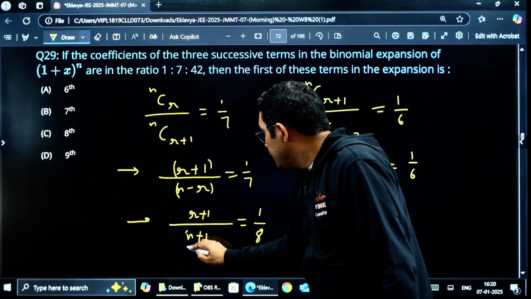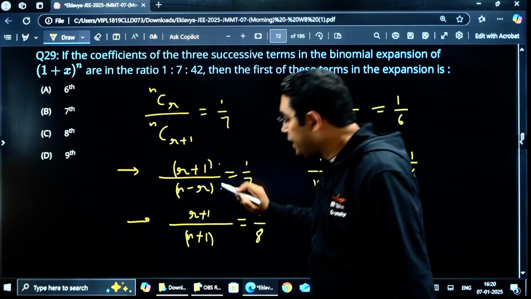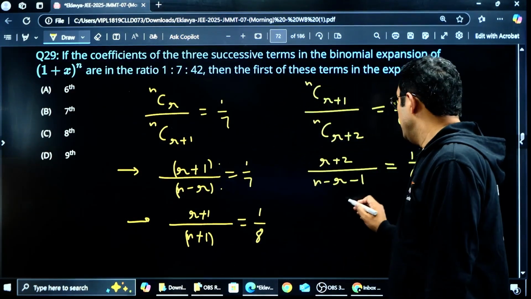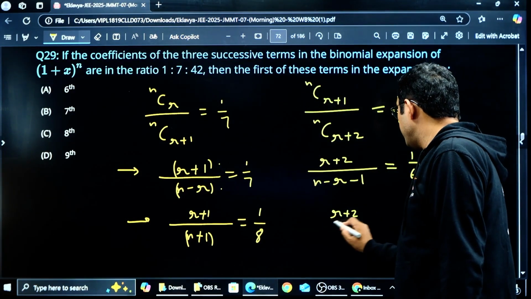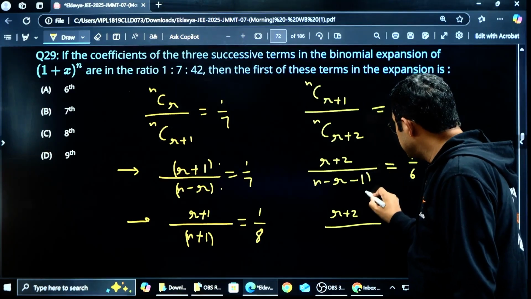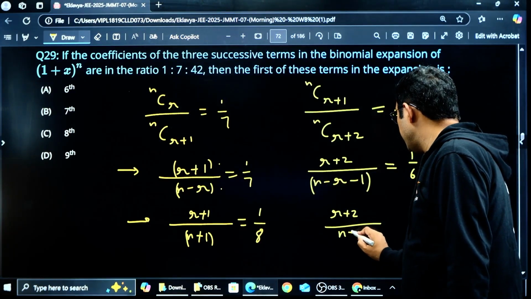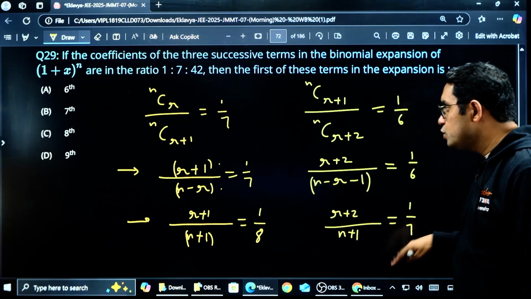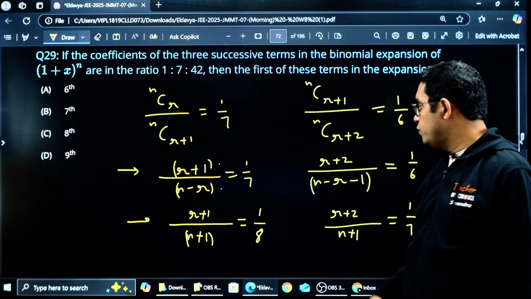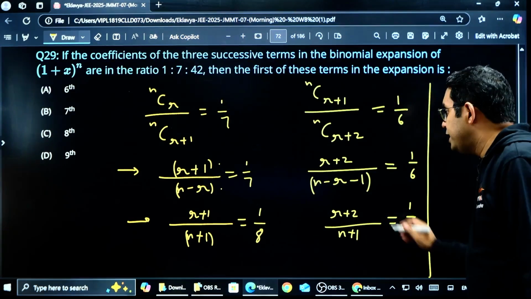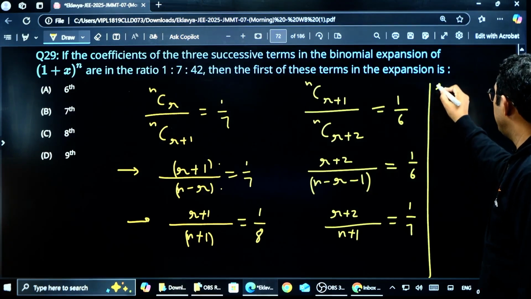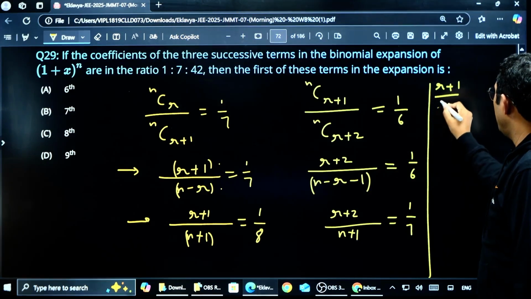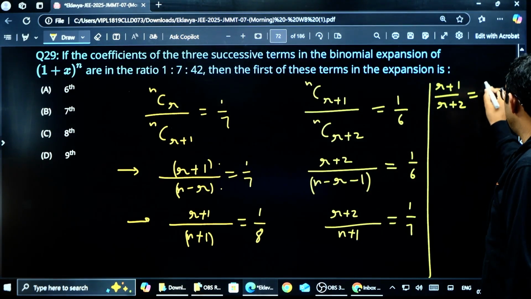What I have done here is actually the sum of numerator and denominator, and here also I have done the same thing. Same thing you do here also: r+2 upon the sum of these two, so we get n+1 only here, and that will be 1/7. Now from these two, I think we can find n also, we can find r also. If we divide these two, we will get (r+1)/(r+2) to be equal to 7/8.